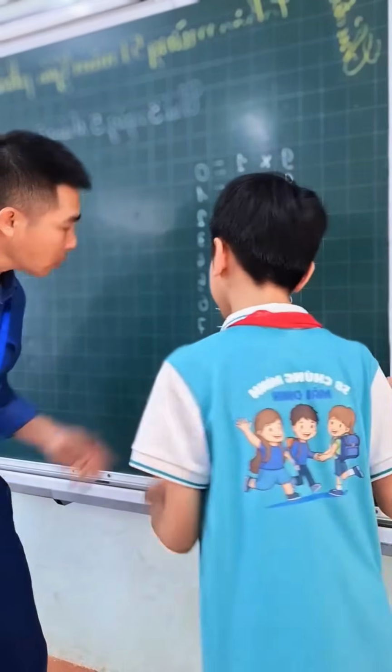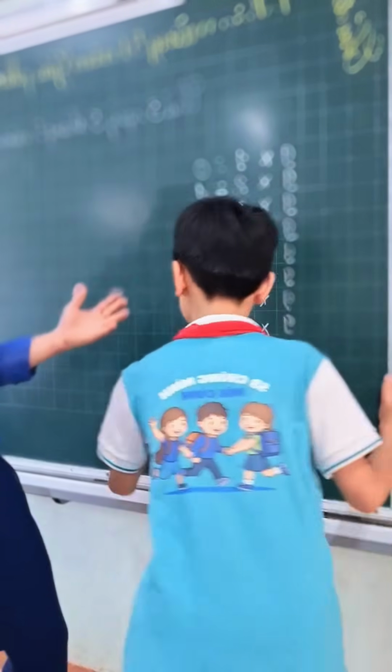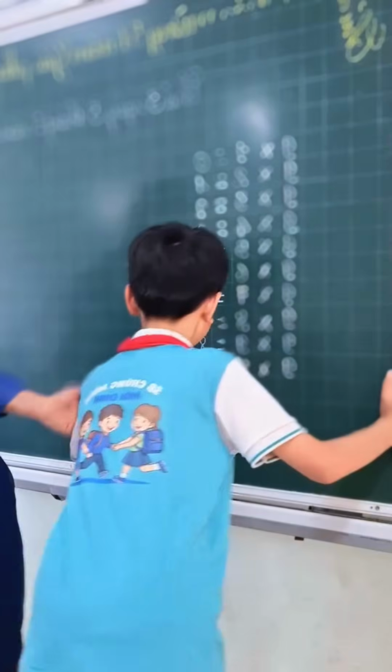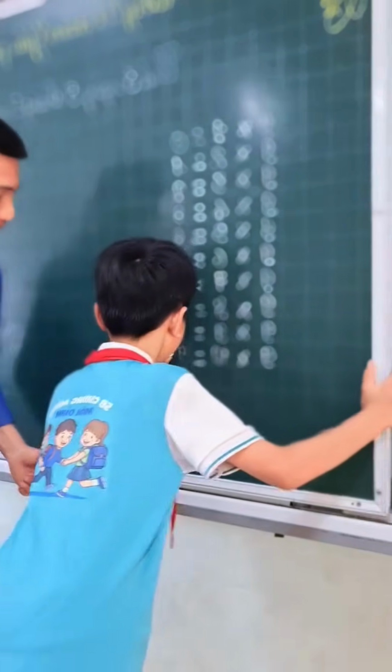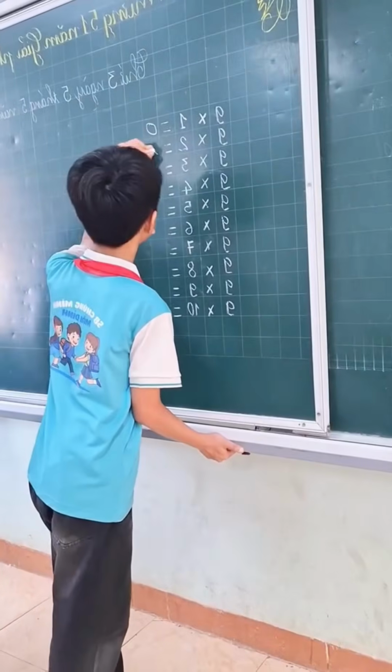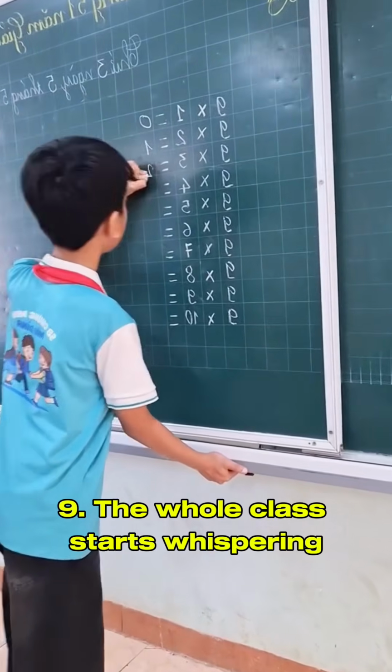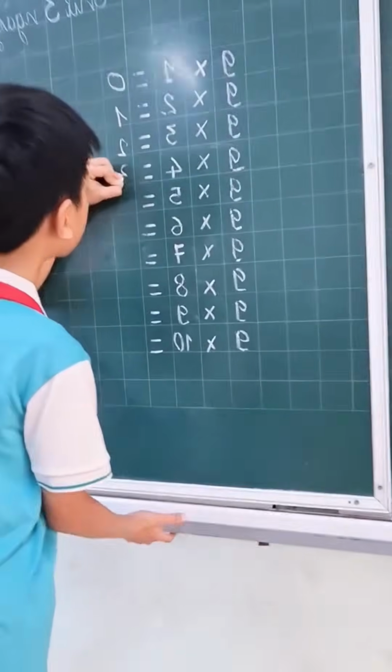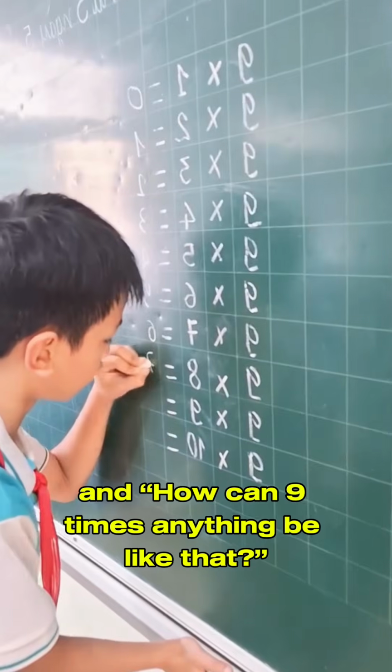This kid, super confident, grabs a piece of chalk and starts writing down answers. But wait, what he writes totally throws everyone for a loop. For the first question, he writes 0. For the second, he writes 1, then 2, 3, and keeps going until he fills in all the answers with numbers from 0 to 9. The whole class starts whispering to each other like, dude, he's got it all wrong. And how can 9 times anything be like that?